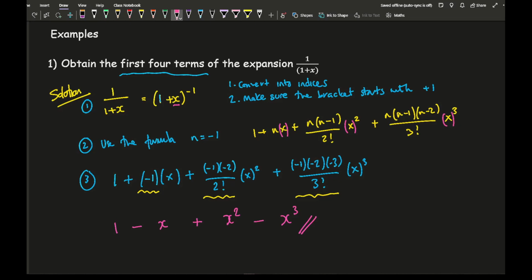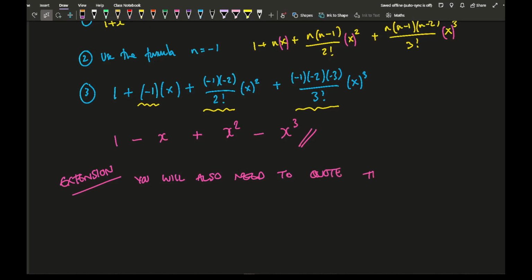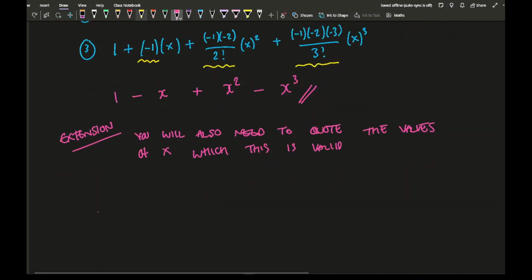Now in terms of certain extensions, if I wanted to work out what it was valid for, as an extension, you will also need to quote the values of x which this is valid for. So in order to do this, the best way of doing that, I can see that I've got quite a few L's and I's in there, so let's just edit that.